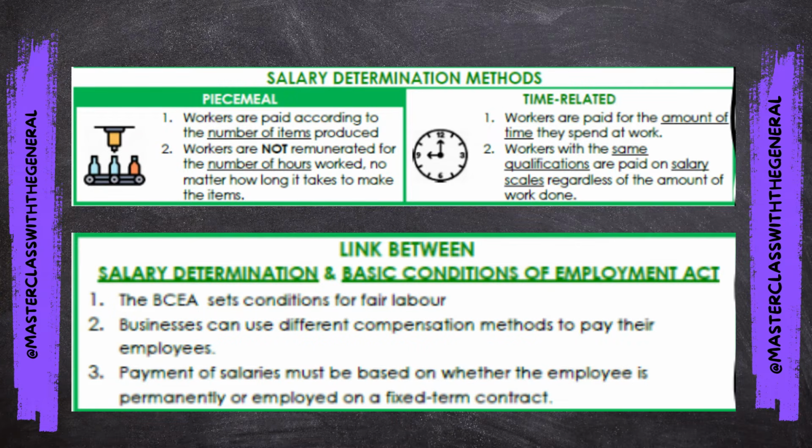Number 3, payment of salaries must be based on whether the employee is permanently employed or employed on a fixed term contract. So the length of the contract, the type of the contract should determine how a person is paid. Most people that are on a permanent contract receive a time-related salary. So they receive the same amount every month. They are paid per month according to the time they spend at work.